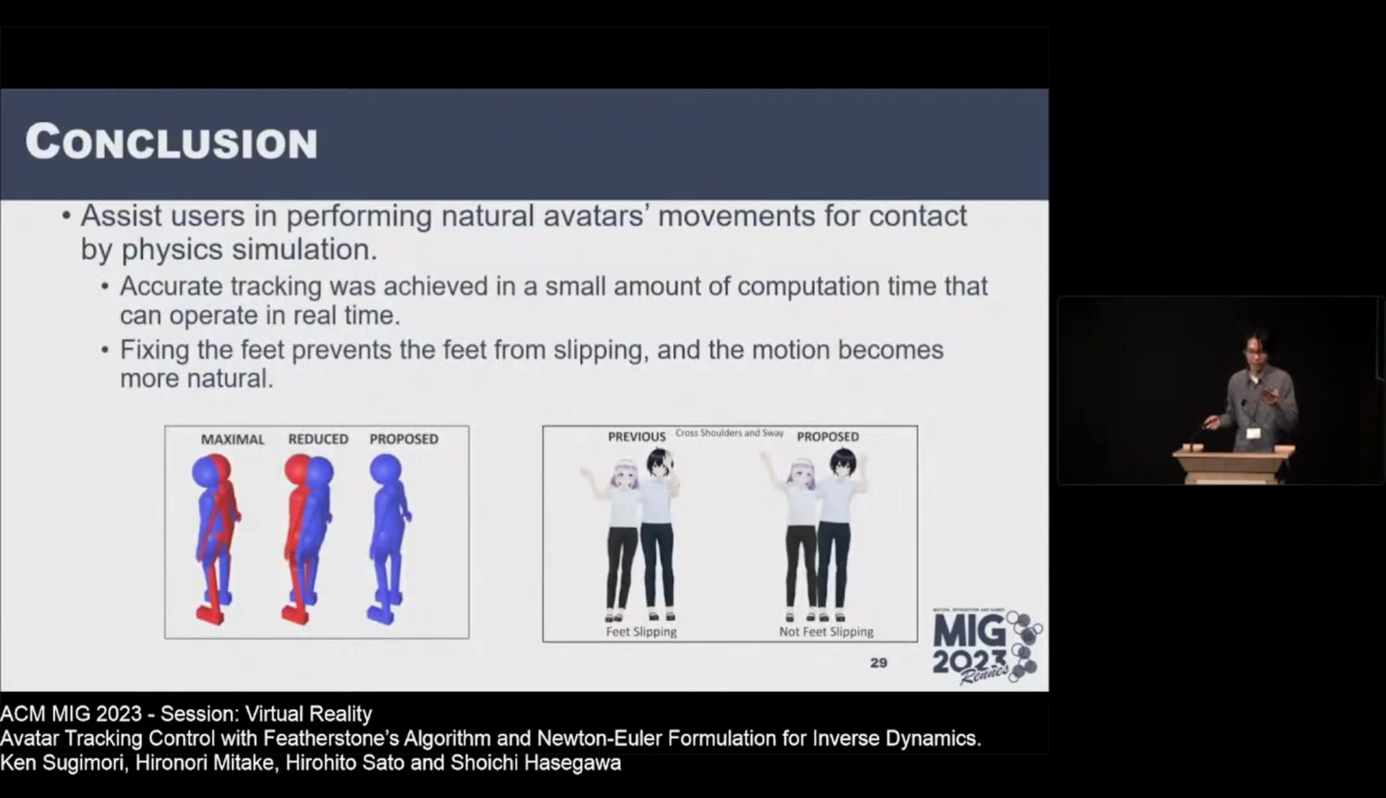In summary, the proposed method can assist users in performing natural avatar movement for contact by physics simulation. In particular, accurate tracking was achieved in a small amount of computation time that can operate in real time. Furthermore, fixing the feet prevents the feet from slipping, and the motion becomes more natural.